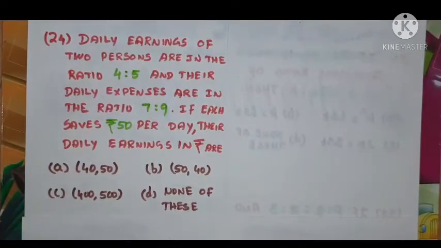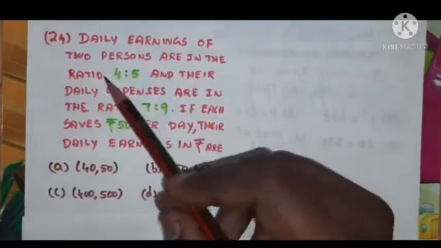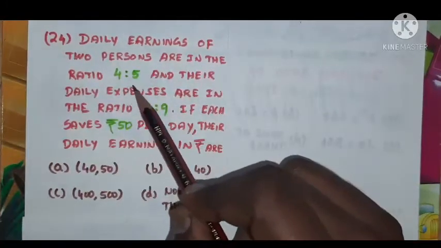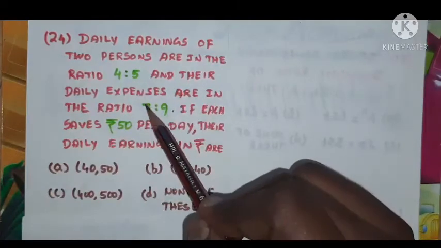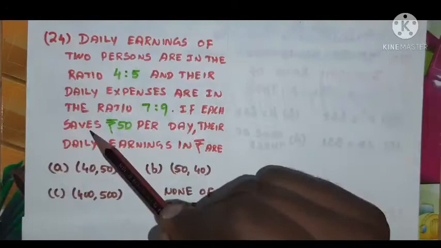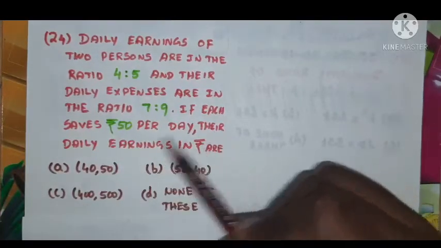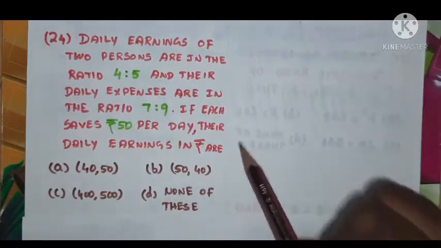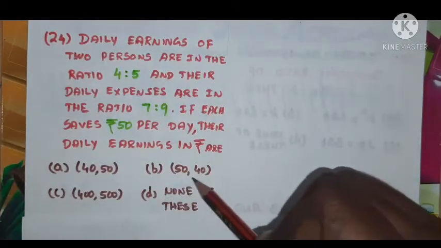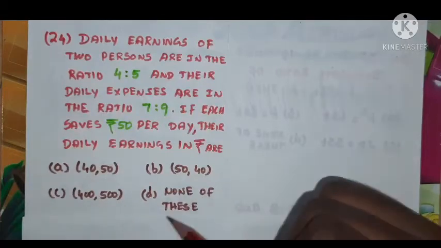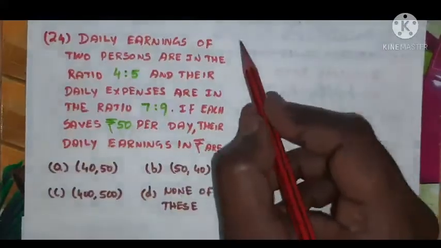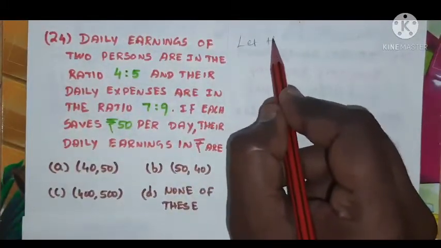Okay, the next question, 24th question. Daily earnings of two persons are in the ratio 4:5 and their daily expenses are in the ratio 7:9. If each saves rupees 50 per day, their daily earnings in rupees are. Given options are option A 40 and 50, option B 50 and 40, option C 400 and 500, option D none of these.